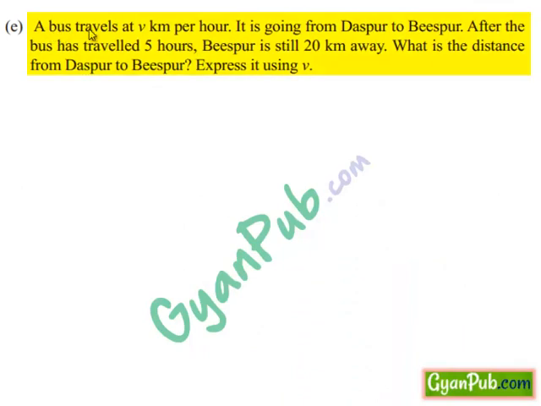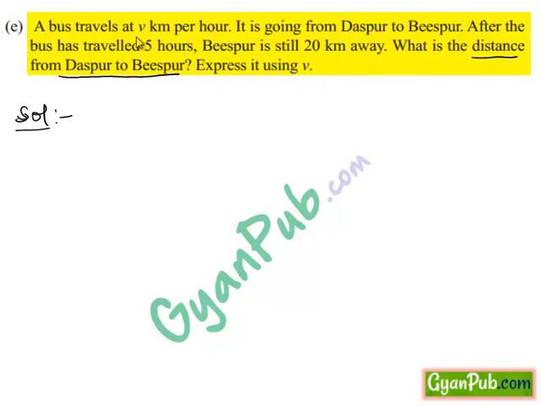Now moving on to the E bit. A bus travels at v km/h. It is going from Daspur to Bispur. After the bus has travelled 5 hours, Bispur is still 20 kilometers away. What is the distance from Daspur to Bispur? Express it using V. Now moving on to the solution. Here they have asked us to find the distance from Daspur to Bispur, and to express it using V.